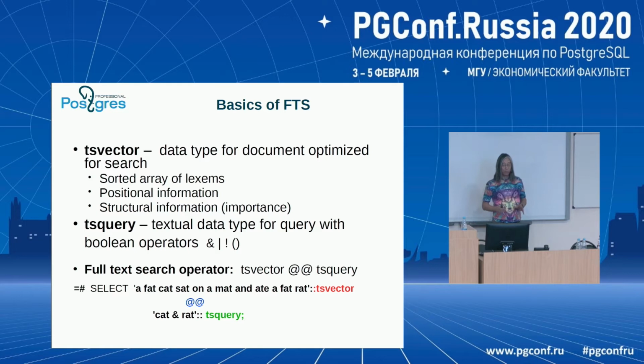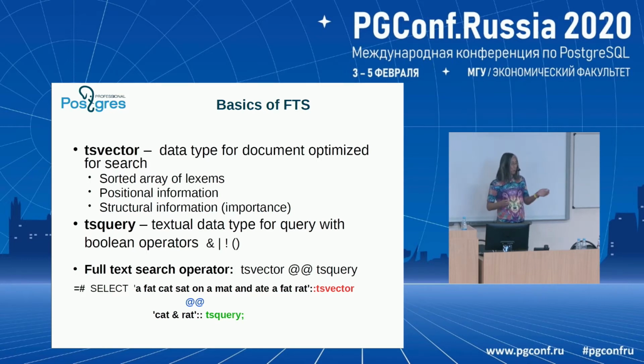But now I want to tell you about the basics of FTS. In fact, all FTS is covered by everything you see on this slide. The rest is just to make your life easier. In reality, you just have to have 2 types and one operator. You see, the data type is tsvector. It's just a data type for a document, optimized.